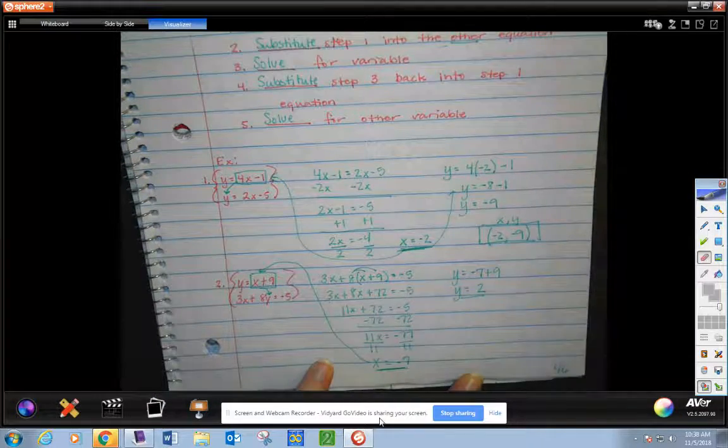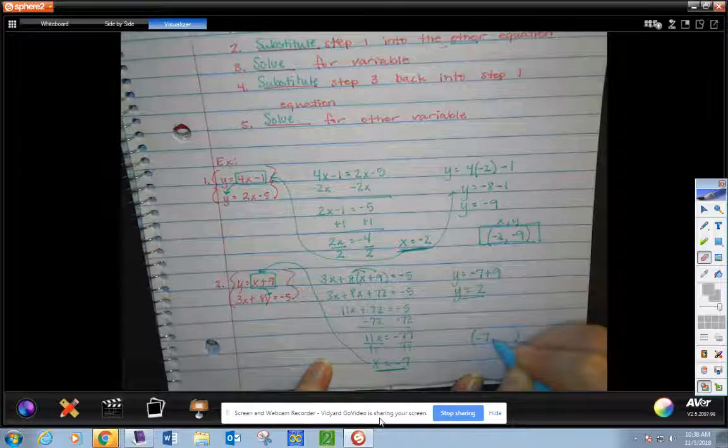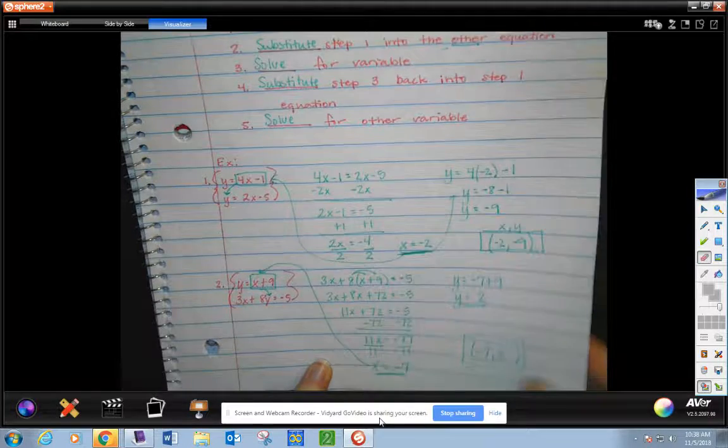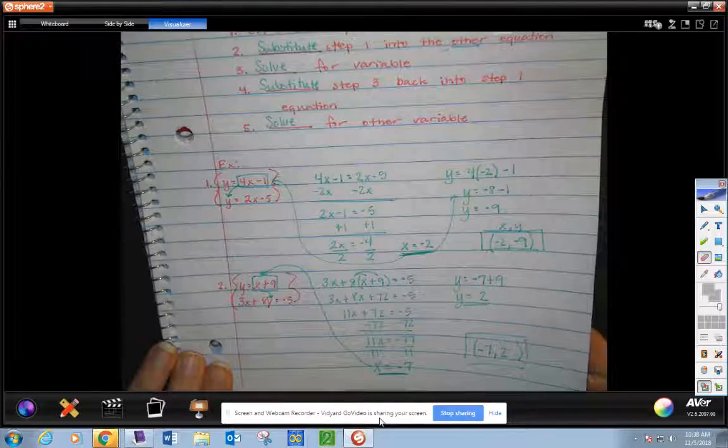Okay, now that I have both of my answers, I must write my ordered pair. X always comes first, so negative 7, 2. And that's my answer. Okay, next, once you have that copied, there's 2 more problems on the back we're going to try.